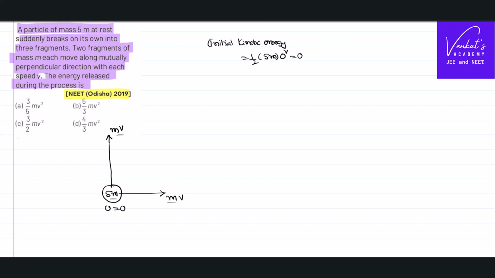Being a collision or an explosion, momentum is always conserved. What does momentum conserved mean? Initial momentum equals final momentum. What is initial momentum? Mass into velocity. Mass is 5m, initial velocity equals 0. Final momentum is mv i cap, considering the x-axis, plus mv j cap because it is along the y-axis. The remaining is 3m, and in which direction it goes and what its velocity is, we don't know.